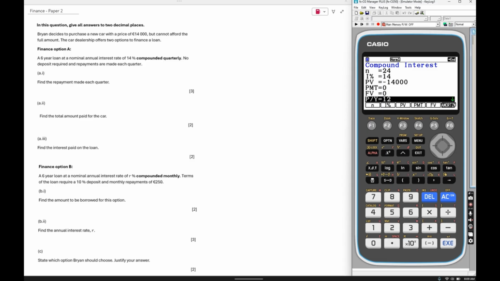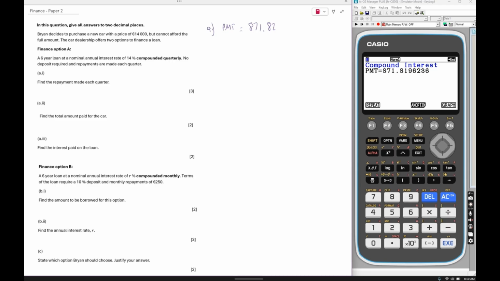The payments per year, it says the repayments are made each quarter, so that means 4 times a year. The compounds, it says compounded quarterly, so the compounds per year is also going to be 4. And we want to solve for the repayments, so we're going to put PMT F4. Payment is 871. So for A(i), the payment equals 871.82.